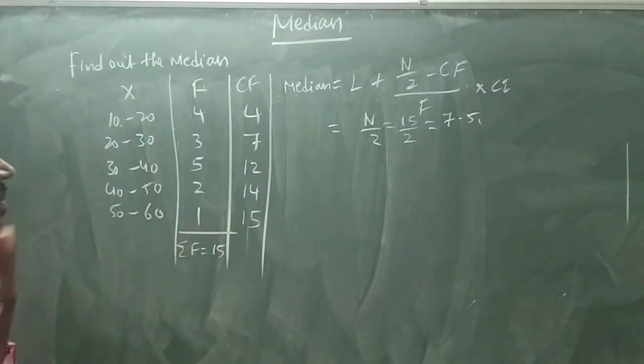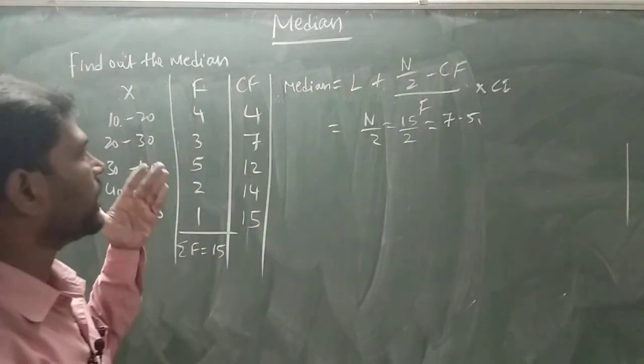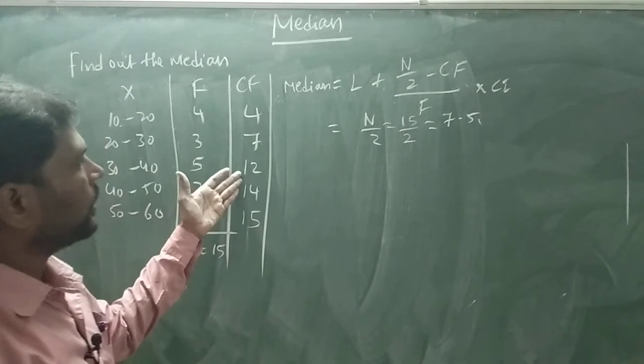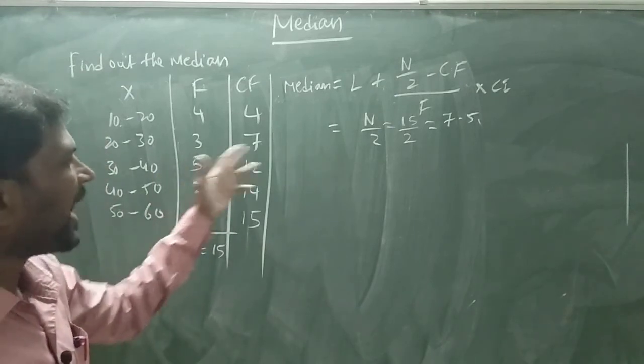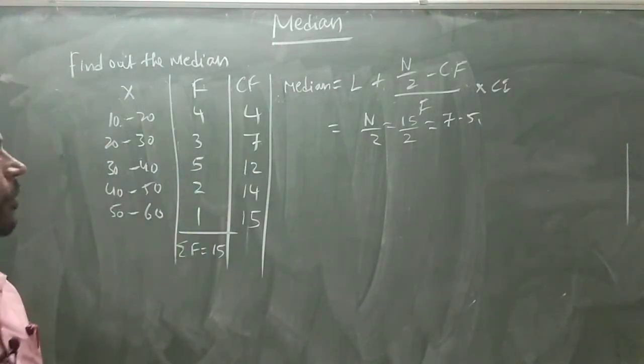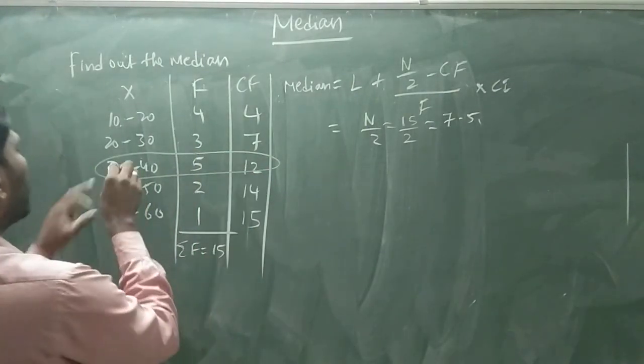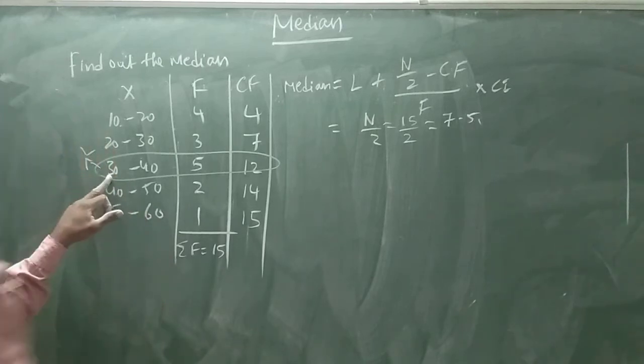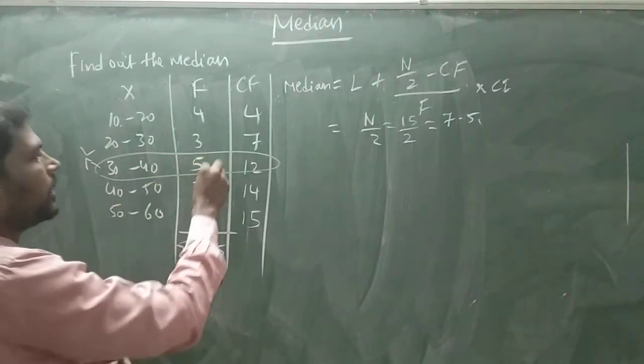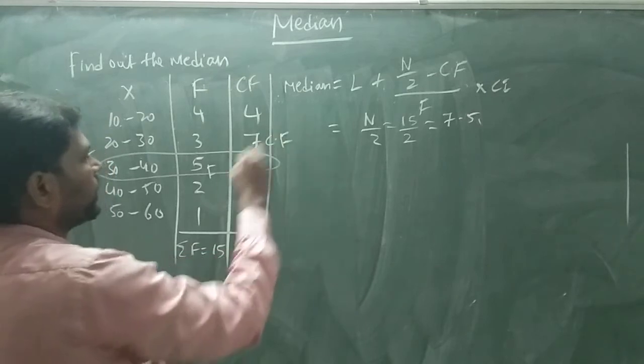Same thing, we have to check whether 7.5 is in cumulative frequency. If it is not, we have to choose the next value greater than 7.5, which is 12. So I choose this value 12. This is the lower limit L, and this is the frequency. The value above is the cumulative frequency.